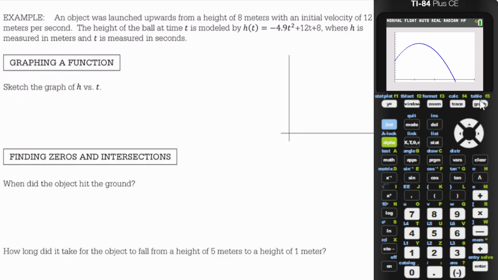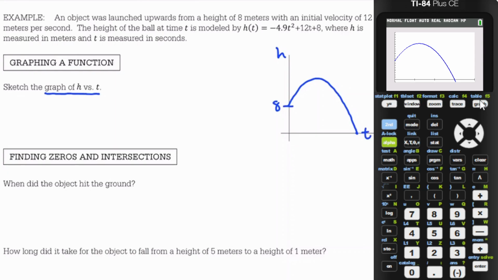And that actually kind of looks like what I could sketch in over here. All right, so it started off at what I bet is 8. It went up and then down. And that's a perfectly fine sketch. You don't have to be any fancier than that. So I'll label that. Okay, that's the sketch, the graph of h versus t. I could definitely label the axes if I wanted.